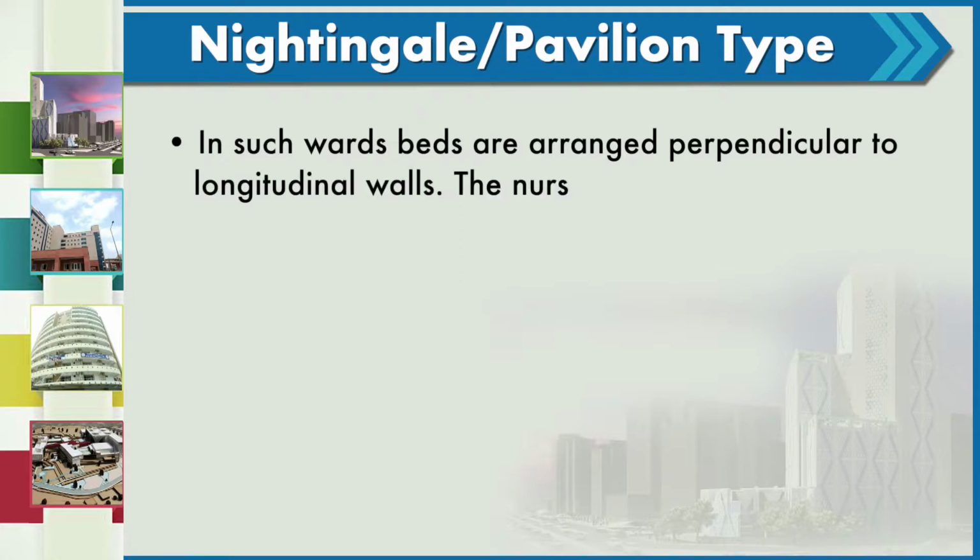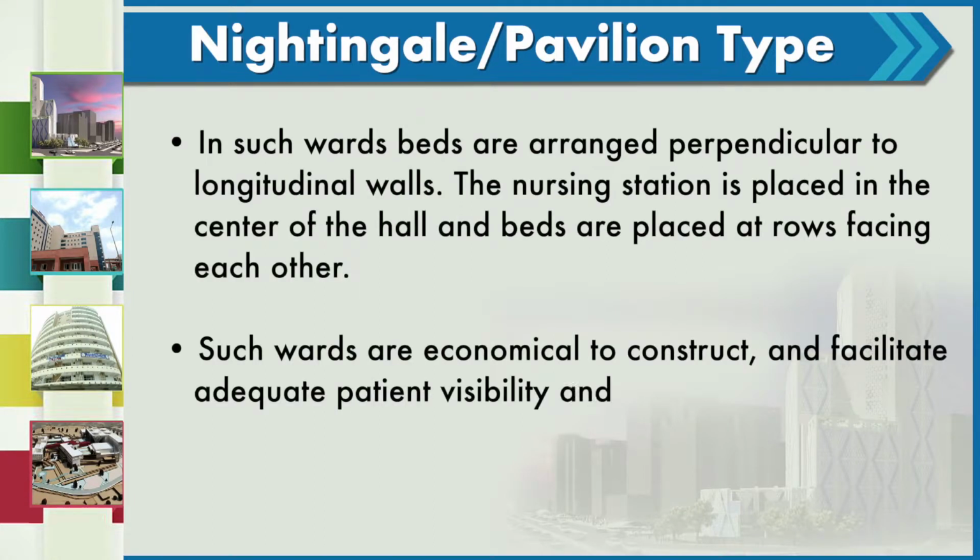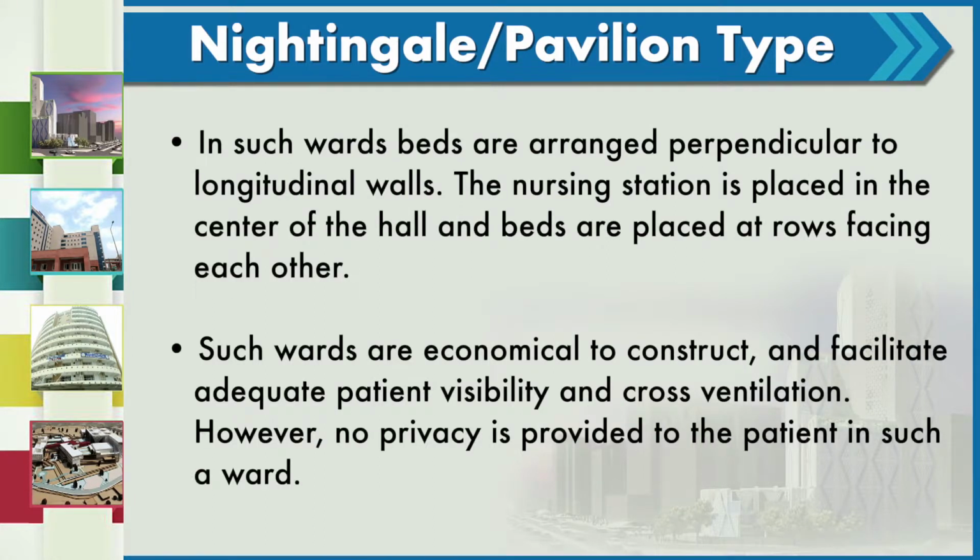Nightingale, Pavilion type of wards. In such a ward, beds are arranged perpendicular to the longitudinal walls. The nurses station is placed in the center of the hall and beds are placed in rows facing each other. Such wards are economical to construct and facilitate adequate patient visibility and cross ventilation. However, no privacy is provided to the patient in such a ward.